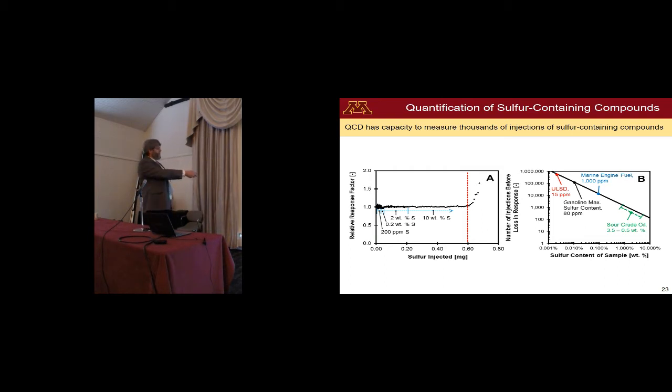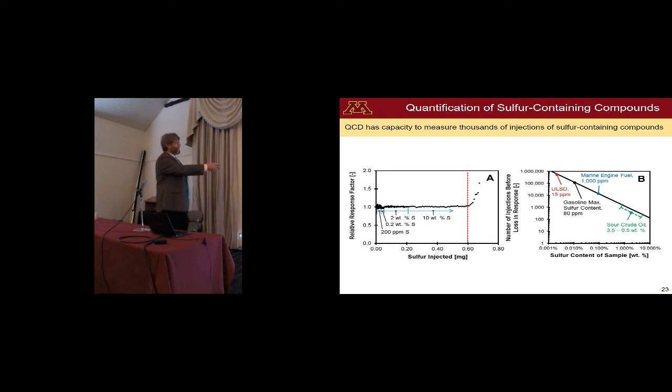Then you can get the relative response factor for each of these. You can see you sit right here nicely at a relative response factor relative to methane of 1 for a huge amount of sulfur, 0.6 milligrams. It turns out that the capacity of the system is sufficiently large that it extends way beyond the lifetime of the reactor for almost every single application. If you look at something like marine engine oil, that 0.6 milligrams of sulfur would be the equivalent of about 10,000 injections for a very common injection volume.